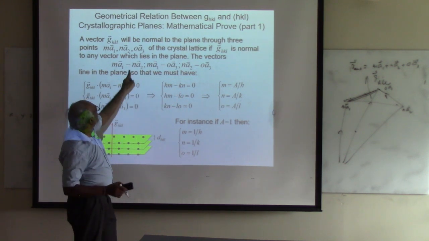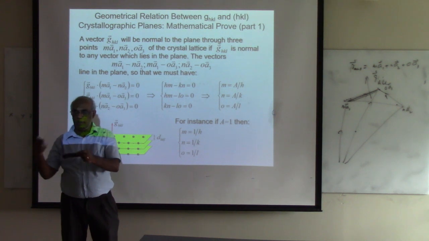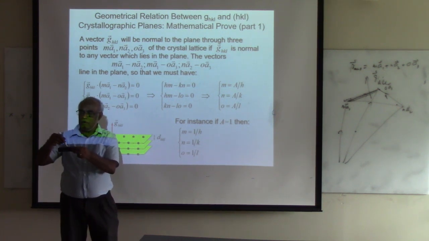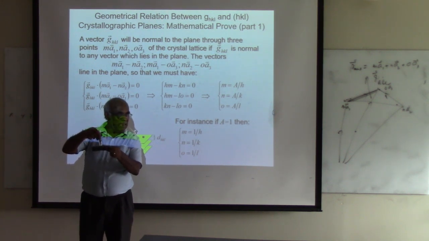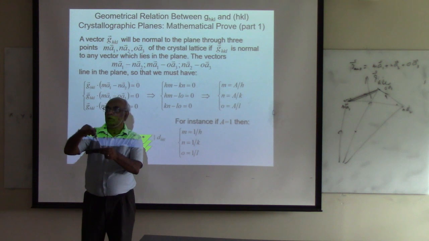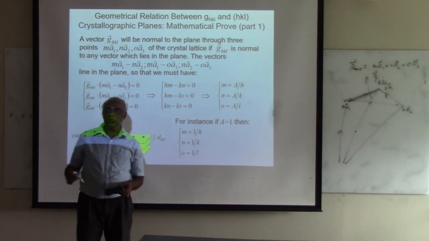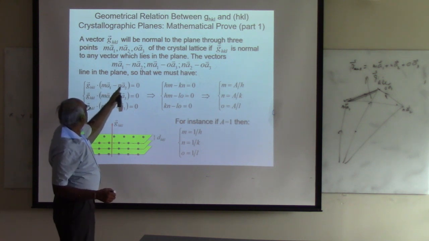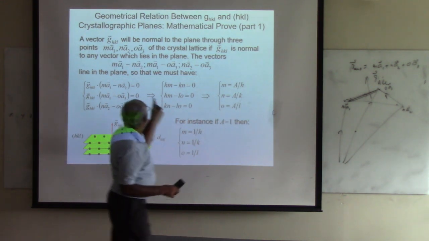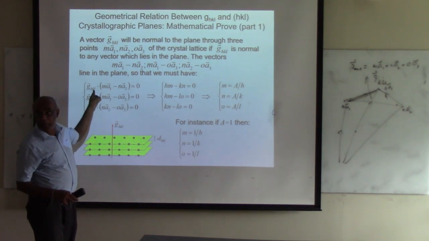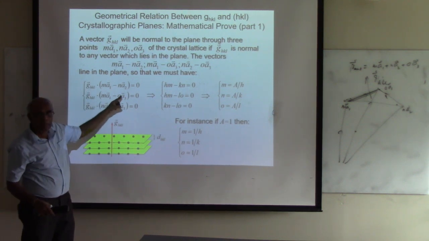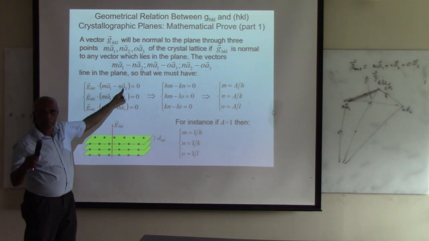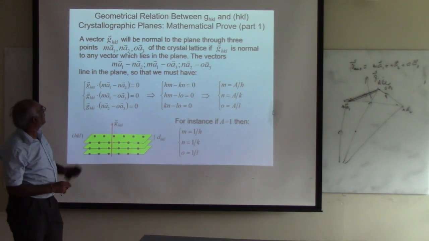Now if G_HKL is normal to that plane, what is the definition of a normal? If the normal is perpendicular to 2 intersecting lines, it is normal to that plane. That means it's normal to any line on that plane. That's the definition of a normal. So these are vectors on the plane, and each one is perpendicular to that vector. That means if you take the dot product of that line with the normal, it should be 0. So that's what I'm writing here. This is a line on that plane, and this is another line. If you do this, what do you get?